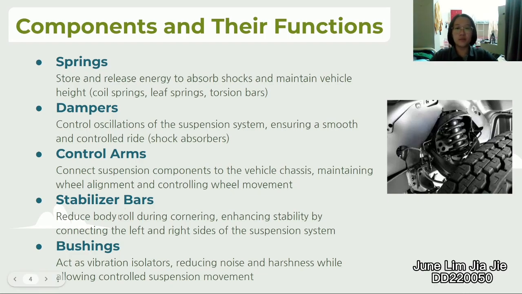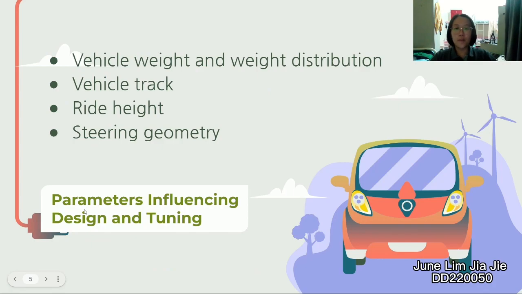Next, we have the stabilizer bar. It reduces body roll during cornering, enhancing stability by connecting the left and right sides of the suspension system. And finally, we have the bushings, which act as vibration isolators, reducing noise and harshness while allowing controlled suspension movement. Next, we have four main parameters that influence the design and tuning of a suspension.